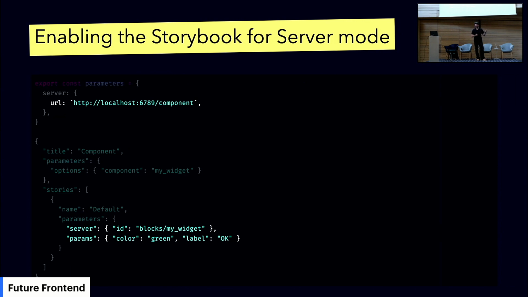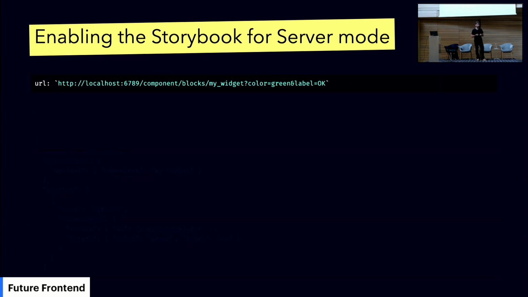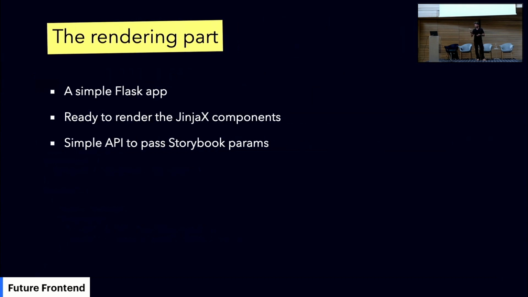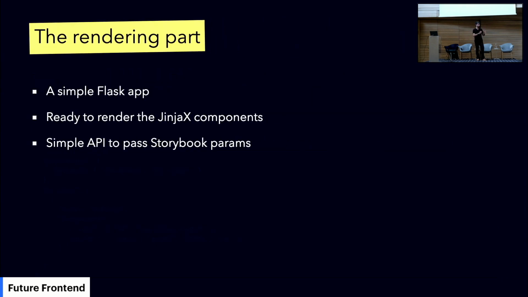That will be translated into a single URL that will be called on your server to get the rendered component that will be displayed in your Storybook. And you can dynamically change everything in your Storybook interface, like with any React or Vue component or whatever you want. For this rendering part, we made a simple Flask application, which is also Python, ready to handle the Nginx template. So it was just a single API, ready to render the components.